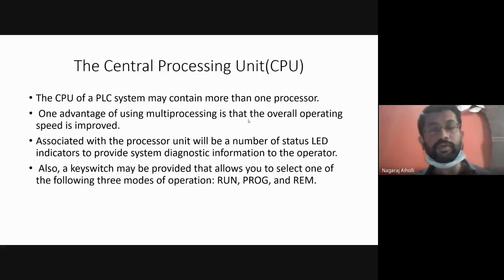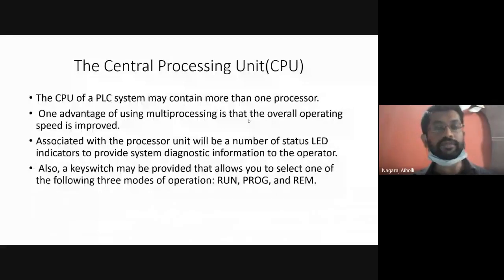There is a key switch which may be provided that allows you to select one of the following 3 modes of operation. This switch allows the user to operate the CPU in different modes: run mode, programming mode or remote mode. Run mode means the CPU is actually running. Programming means you are writing a program, downloading the program into the CPU memory. You are setting up everything before running your PLC. Remote mode means you are sending the data to some remote device, some foreign devices.